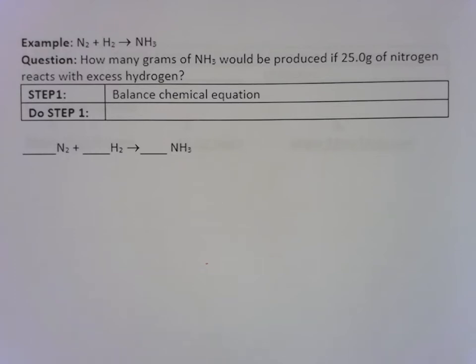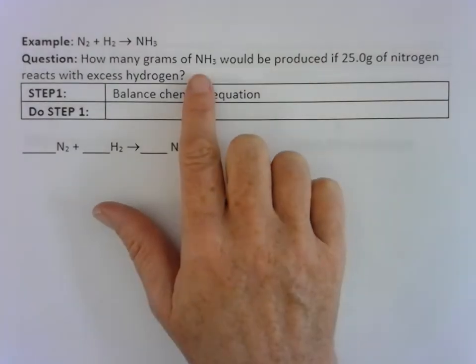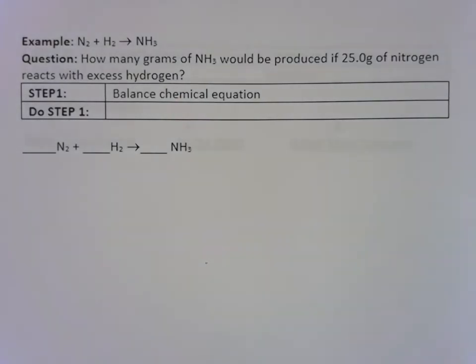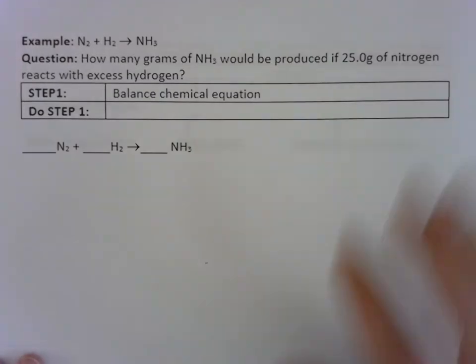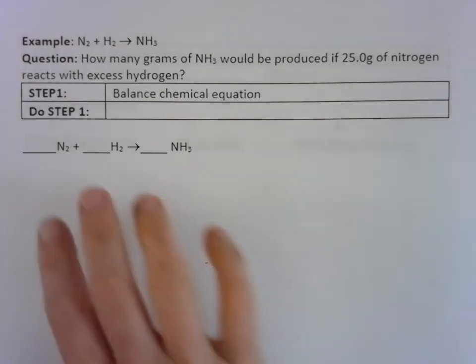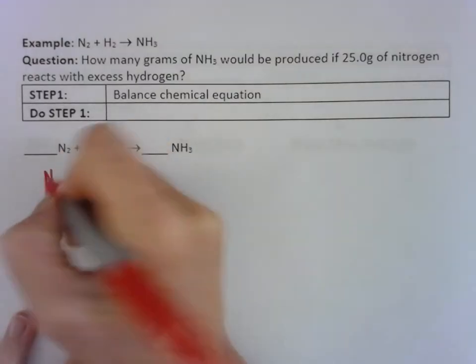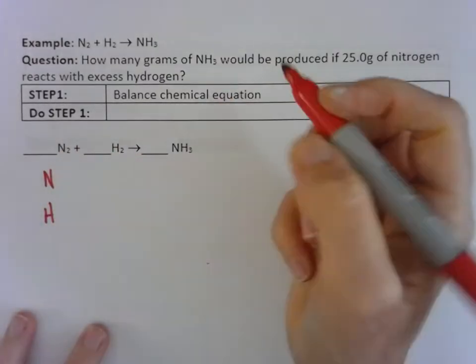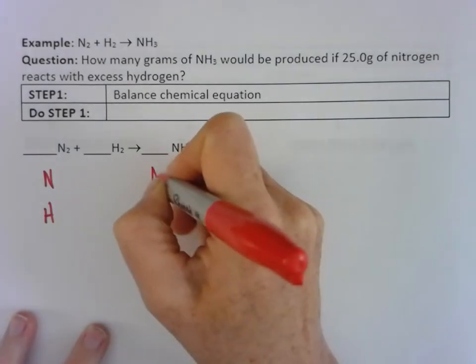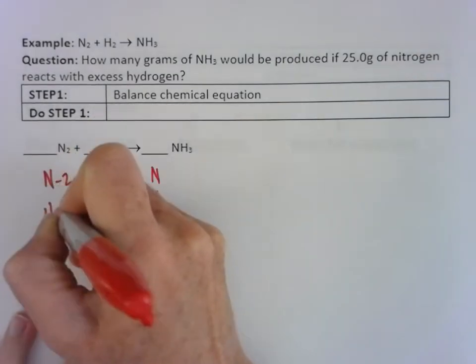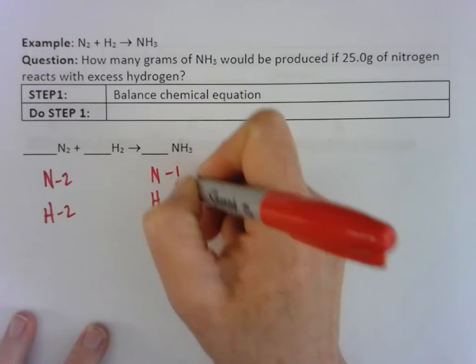The question says, how many grams of NH3 ammonia would be produced if 25 grams of nitrogen reacts with excess hydrogen? We have to balance the chemical reaction. Here's a reaction with some blank spots to help us remember to put coefficients in. So I have nitrogen and hydrogen on the reactant side as well as on the product side. I have 2, I have 2, I have 1, I have 3.